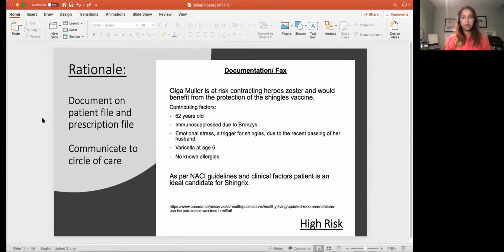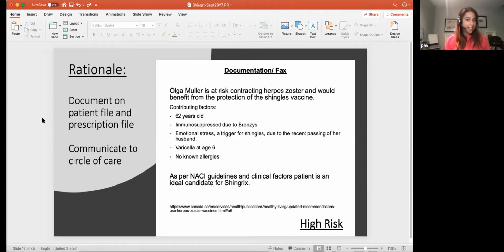Stress is a huge component on our body. It impacts our immune system, and it's important that we recognize that that stressor can actually potentially decrease her immune system and lead to a flare or lead to her potentially having shingles. So it's important to note that down as well.